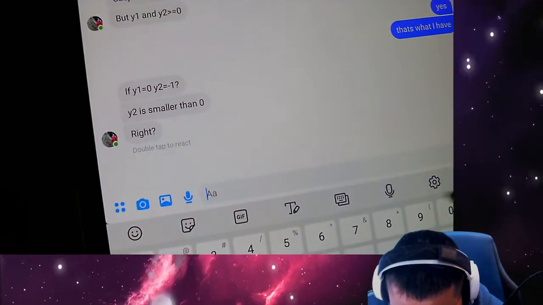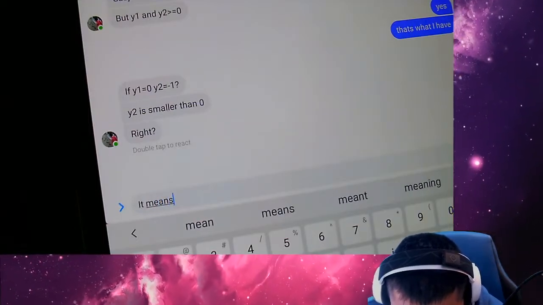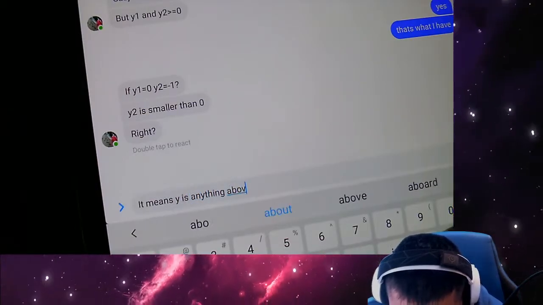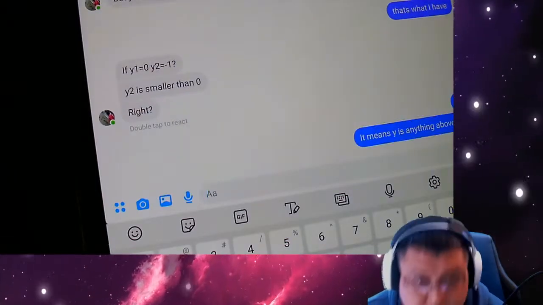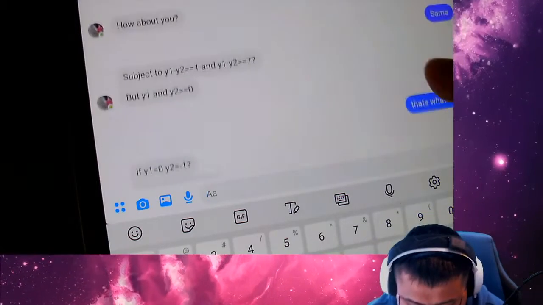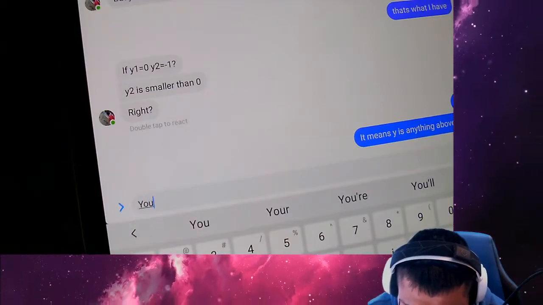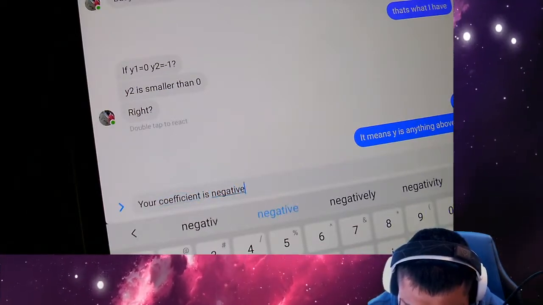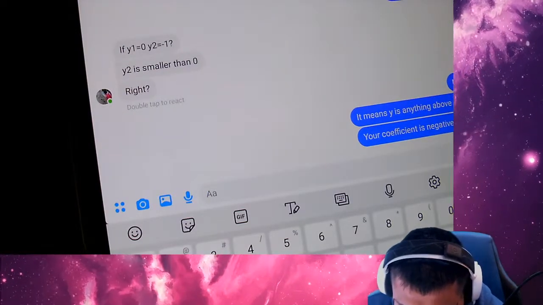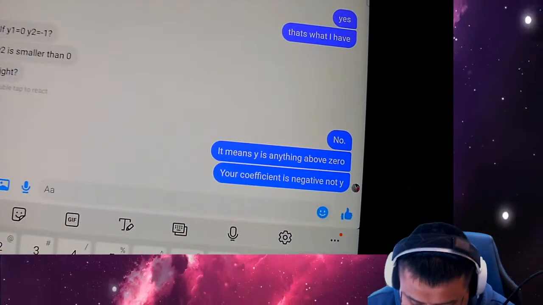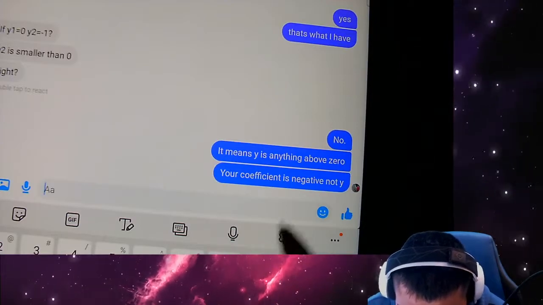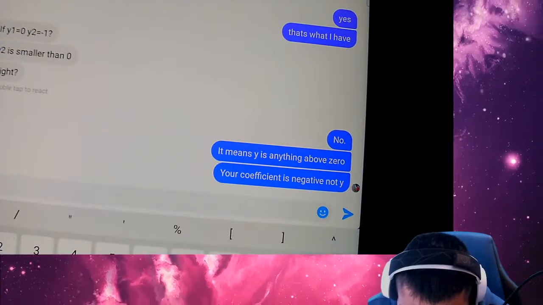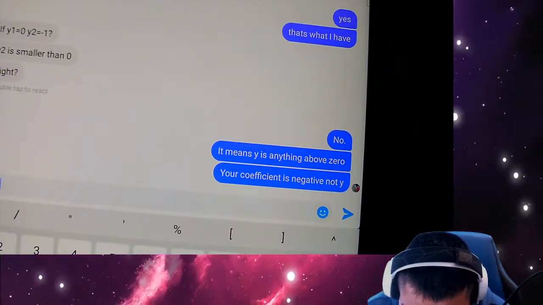Having a negative does not mean that. Above 0. So what she thinks is because there's a negative, your coefficient is negative, not y. So it is equal to -1.